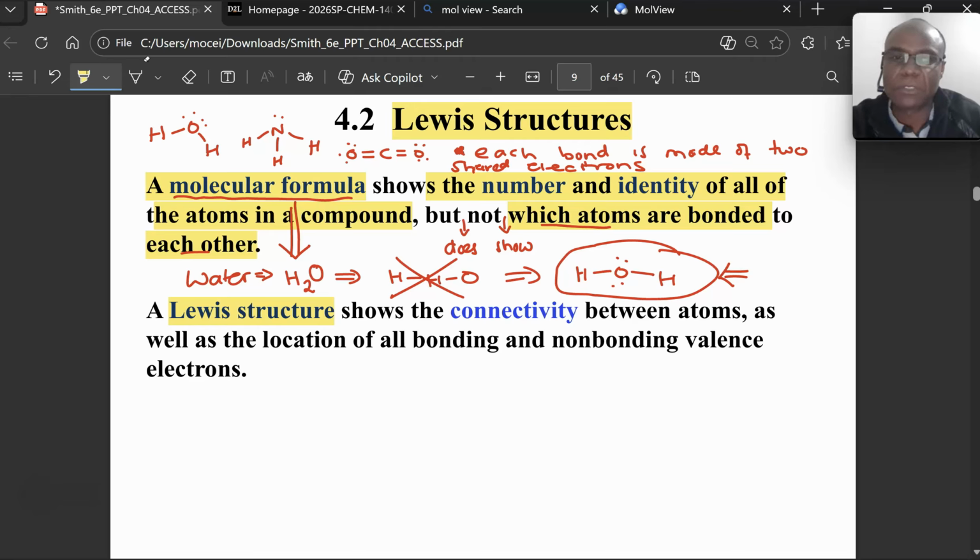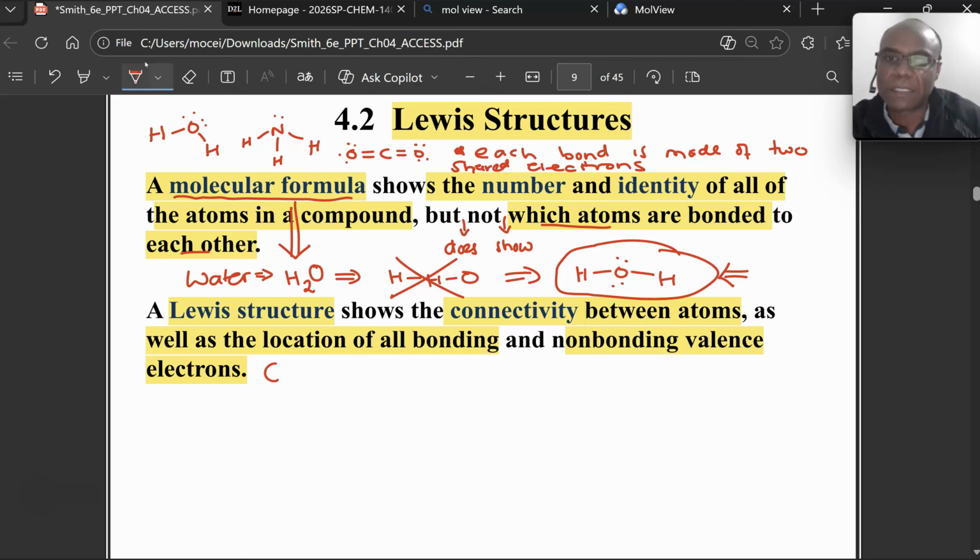The Lewis structure will show the connectivity using bonds between atoms, as well as the location of all bonding and non-bonding valence electrons. Last time we talked about non-bonding valence electrons, and we call them lone pairs of electrons. They are lonely because they are not bonded to anything. So that is the idea. Let's do more on this.